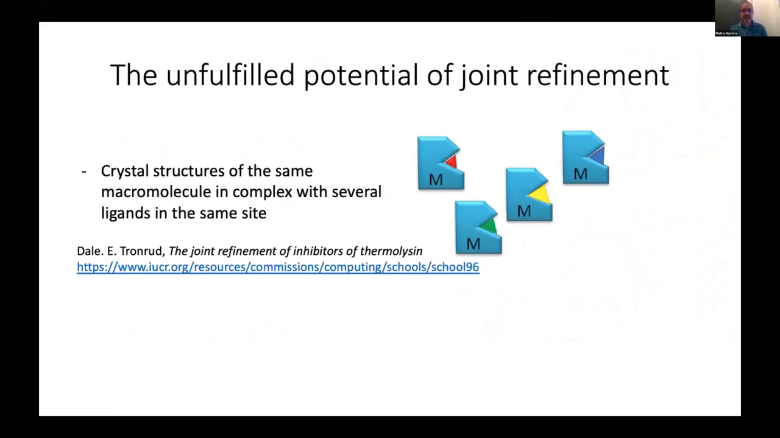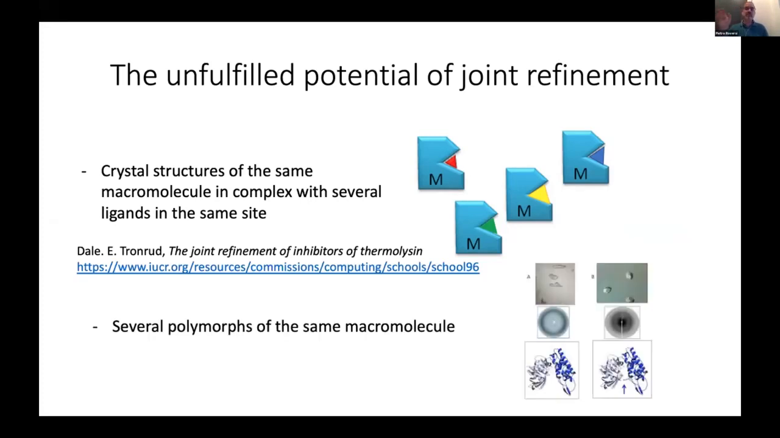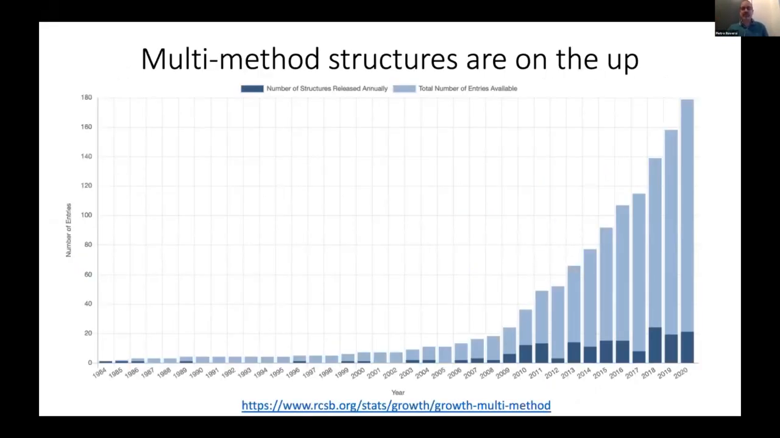One aspect of refinement that has not been paid enough attention, I think, is refinement against several data sets. This is typically the one example that I found in the literature, which is a piece of work by Dale, who refined simultaneously against several data sets of a certain protein with many inhibitors. But of course, there's also the question of refining against data sets of different polymorphs of the same protein, much in the same way we do multicrystal averaging against polymorphs. Here, I will not have to convince you with too much difficulty that in the PDB, we have structures that use multiple methods these days, and you can see that this is on the up.